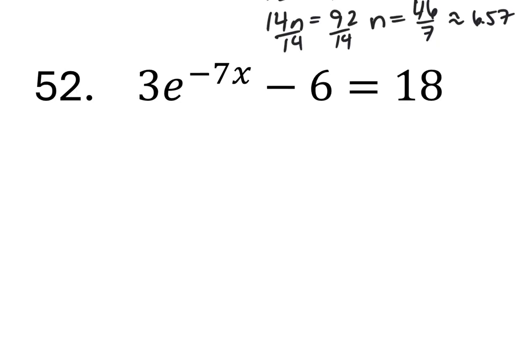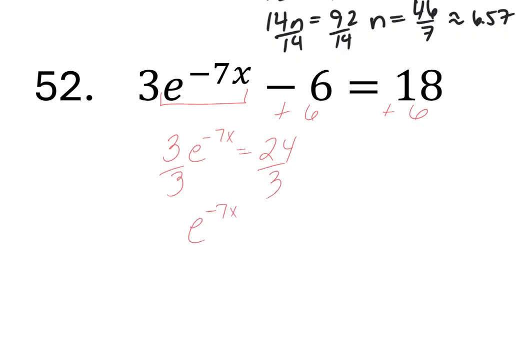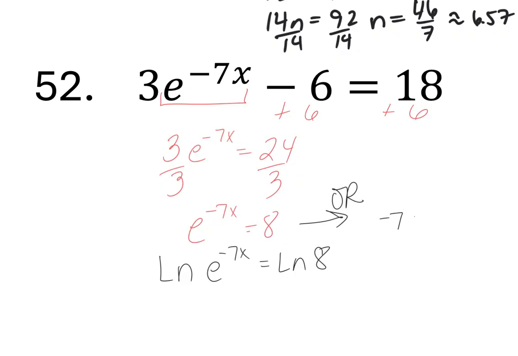Okay, number 52, we're going to isolate the e again, so we're going to add 6. 3e to the negative 7x equals 24. Divided by 3, e to the negative 7x equals 8. Now we'll do ln of both sides. Ln of e to the negative 7x, ln of 8. Or we rewrite it as a log. Negative 7x equals ln of 8.